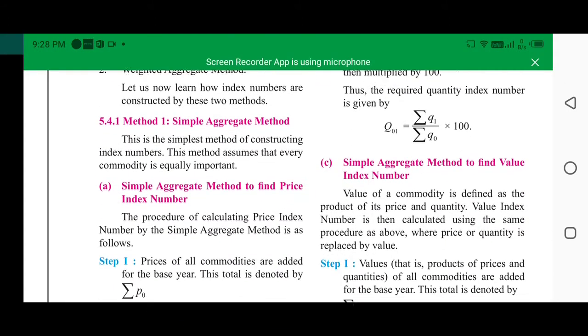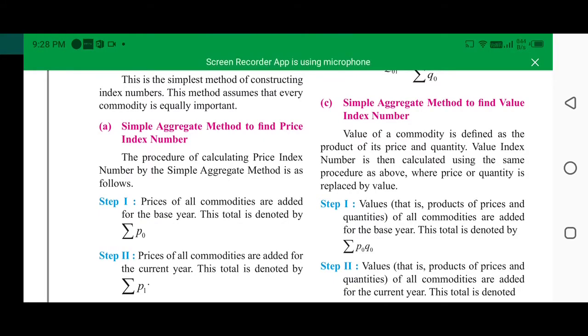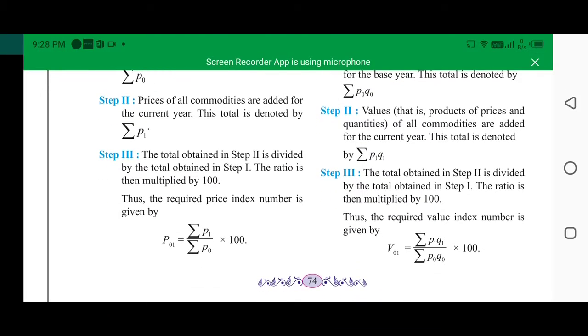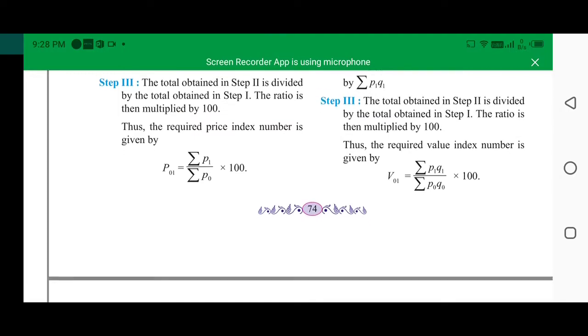Simple aggregate method. In the simple aggregate method, we have to calculate the total price of the base year and the total price of the current year, and divide, so you will get P naught 1, which is equal to sigma P1 upon sigma P naught into 100. So this is the price based index number.